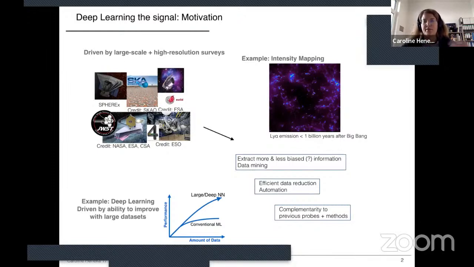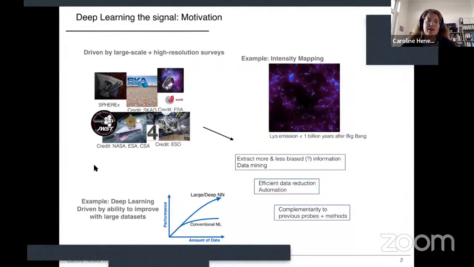And for example, for the 21 centimeter line, we all know the SKA is hopefully waiting for us around the corner. So we want to have efficient data reduction, automation, and also mine the data in the best way possible. And here, there has been a rise not only in our intensity mapping or 21 centimeter business, but generally, I think, in astrophysics, of deep learning. And this is partly, or mainly, maybe one could also say, driven by the ability of these methods to improve the performance with increasing amounts of data.